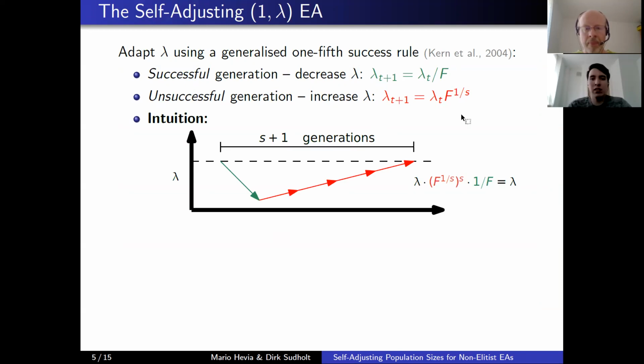And what is the intuition behind these success rules? It is that if the algorithm has a success every s plus 1 generations, then the parameter lambda will be maintained over time, because in the successful generation, you will divide one time by f, and then later on in the s unsuccessful generations, you will multiply by f to the 1 over s. And overall, all these multiplications and divisions cancel out, and you end up with the same parameter in the end. This parameter control mechanism has been studied before by Doerr and Doerr in 2018 and Doerr et al. in 2019.